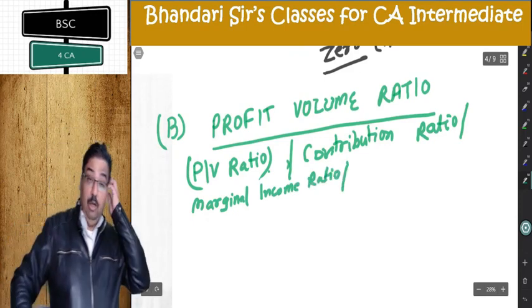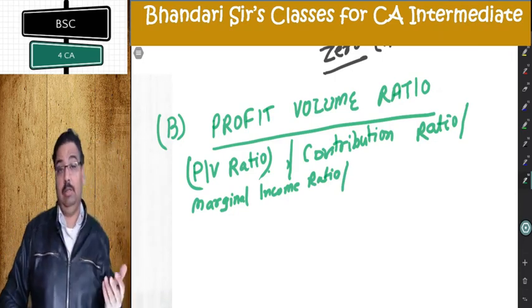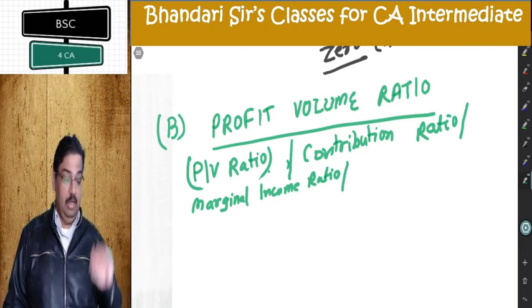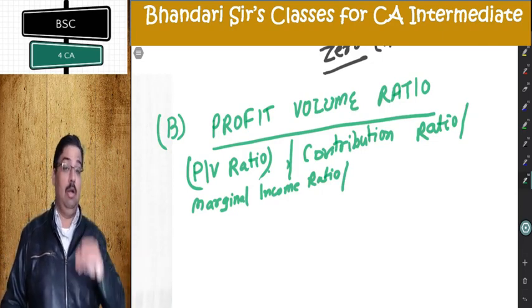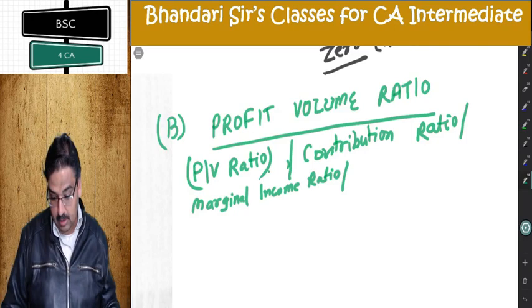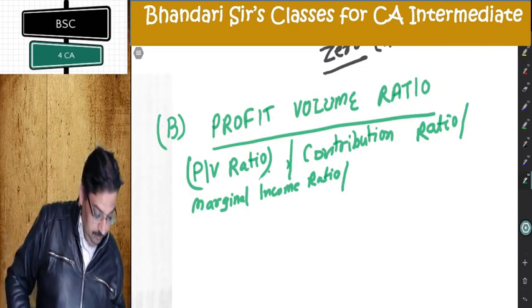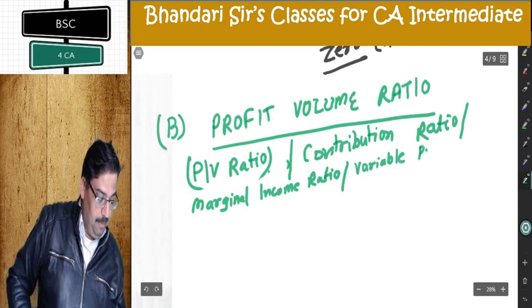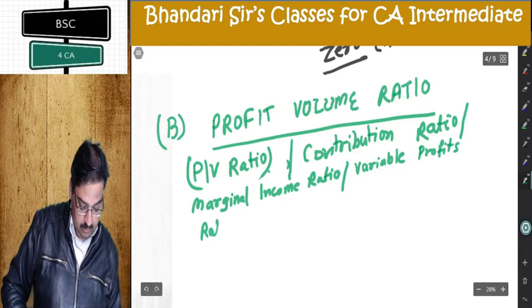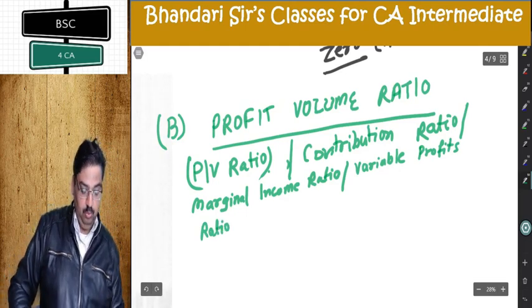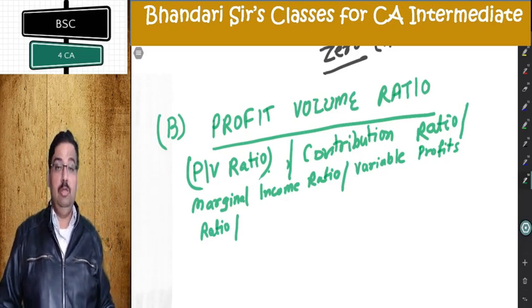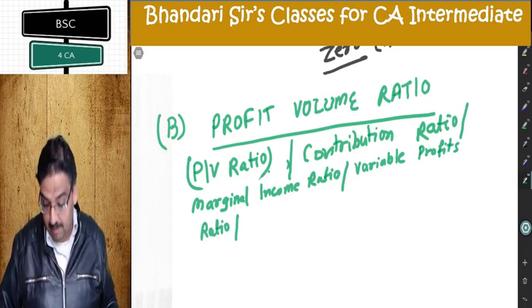It is a profit of marginal costing, hence it is called marginal income ratio. It is income under marginal costing, so it is called marginal income ratio. Another name given there, variable profits ratio. It is profits but of variable nature. That's why variable profits ratio.